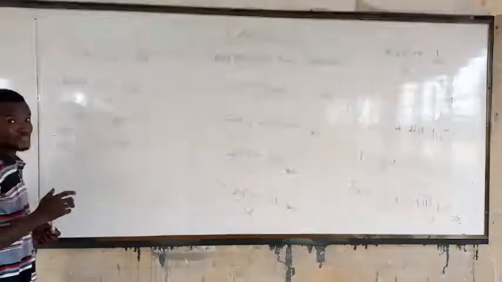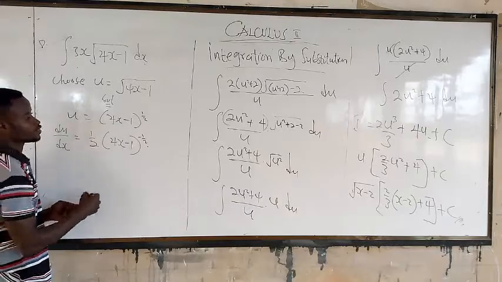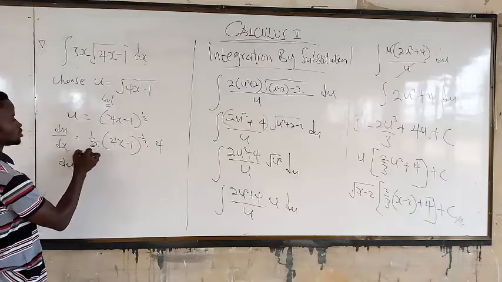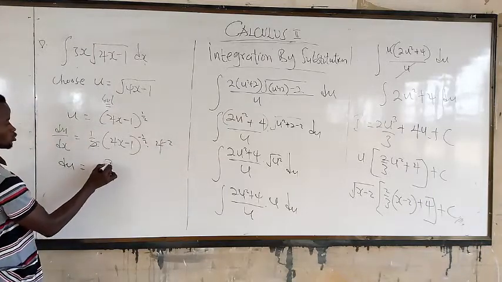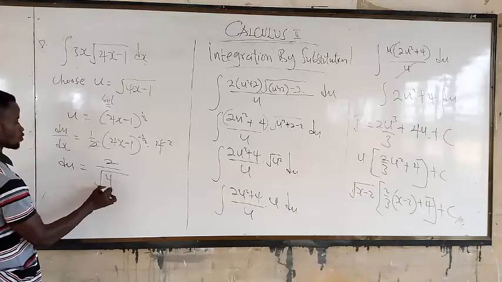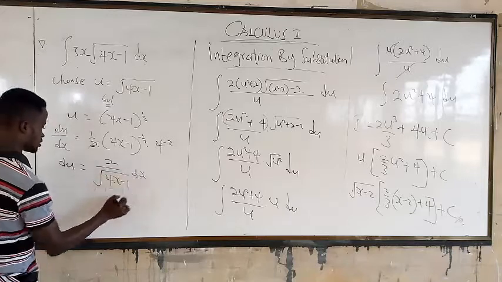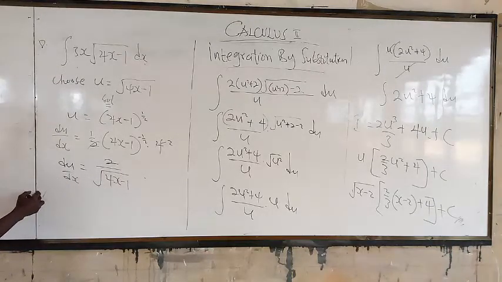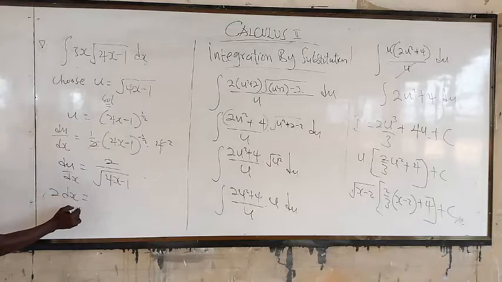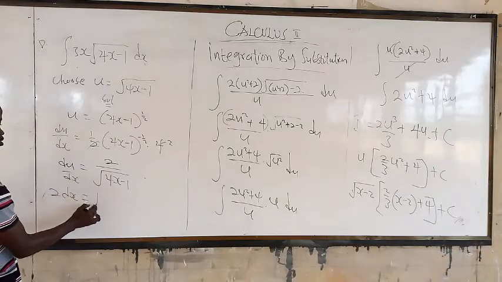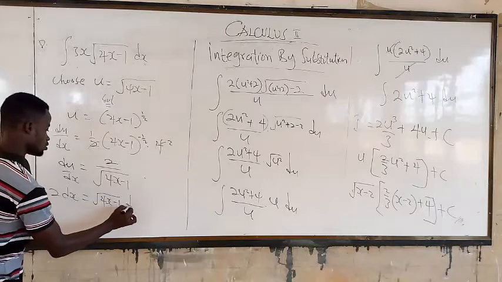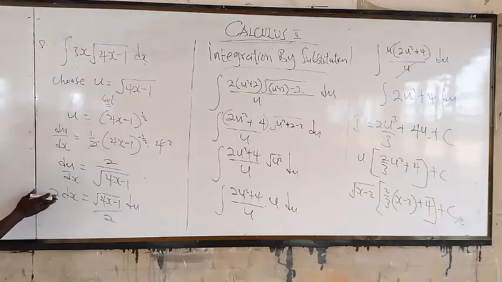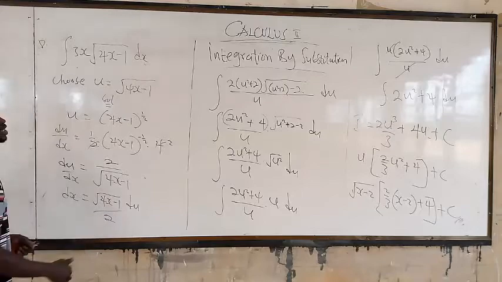Okay, sorry for that. When you differentiate the inside, you get 4. So our du is just going to be this 2. So we are just going to get 2 over square root of 4x minus 1 dx. And let me bring it here, dx. So by cross multiplication, we get 2 dx is equal to square root of 4x minus 1 du. So you divide both sides by what? 2. So this one will go. So we have dx to the this.